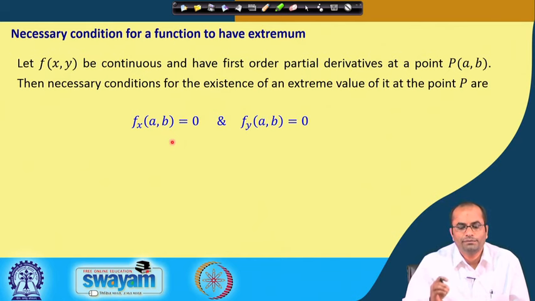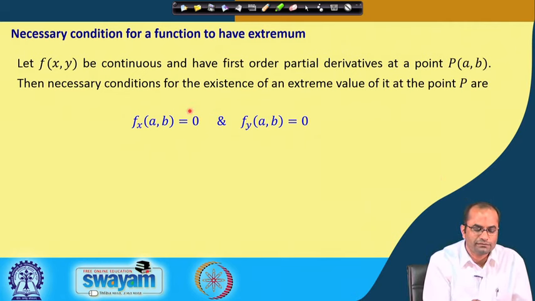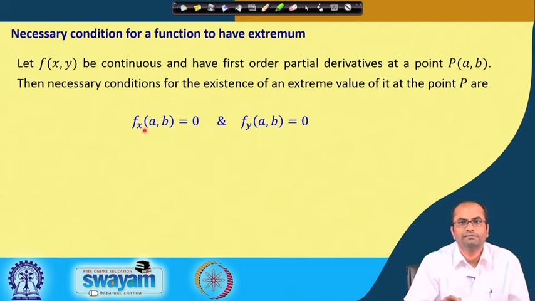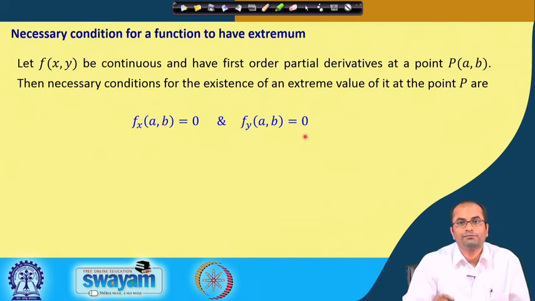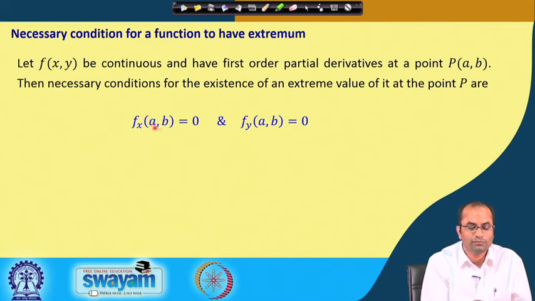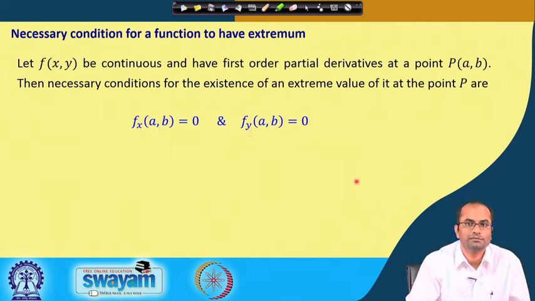So, if a point (a, b) is a point of local maximum or local minimum, then definitely these partial derivatives must vanish at that point. But this is not sufficient. If we have a point where fx and fy are both 0, then we cannot claim that at this point there will certainly be a local maximum or local minimum, because this is a necessary condition. Necessary conditions means that this is the first condition we have to check, or in other words, these points will be the candidates for the local maximum or minimum.